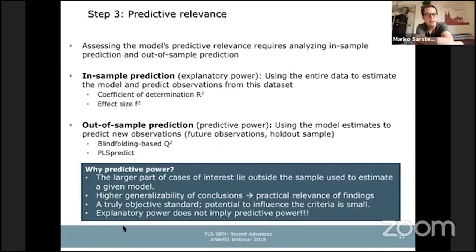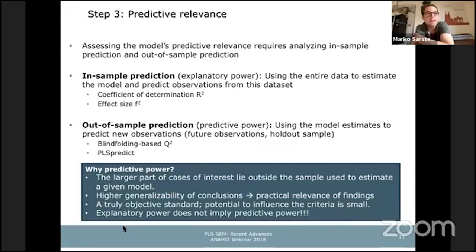This is what the coefficient of determination does, the R square, and it's considered either as a measure of explanatory power or in-sample prediction. It's very much the same. So we're going to be talking really briefly about this one. There's also the effect size f square, which we're not going to be talking about today. The problem with the R square is that it's only related to the in-sample, so to the data that's already lying around. It says nothing about a model's ability to predict new observations.